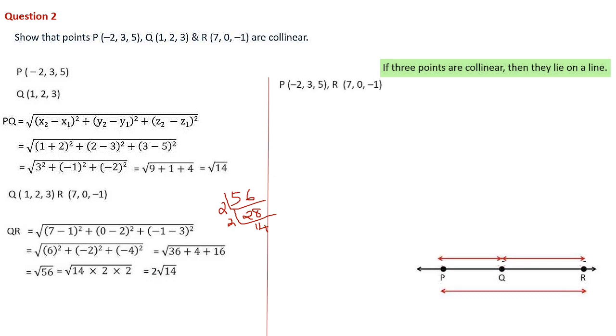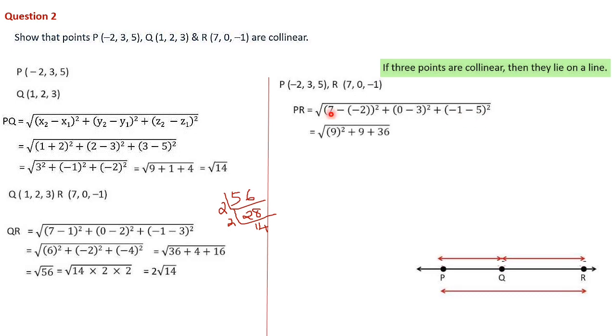Next we have to go with the P and R, so the entire length. P point and R point we have written, the same formula we have to use. x2 minus x1, that is 7 minus minus 2 the whole square, plus y2 minus y1, that is 0 minus 3 the whole square, plus z2 minus z1, that is minus 1 minus 5 the whole square.